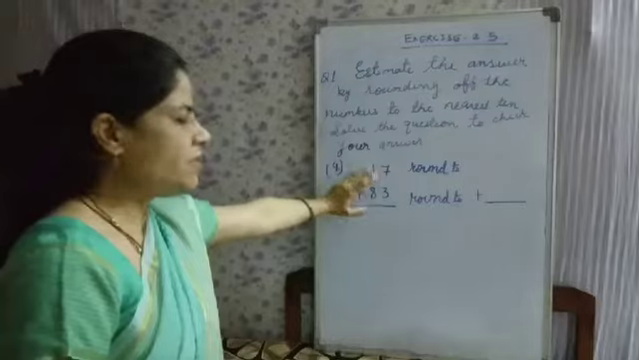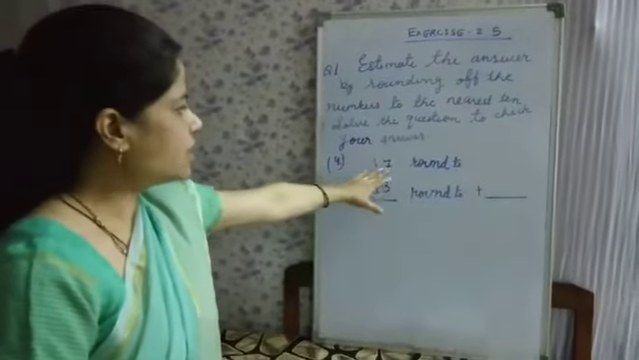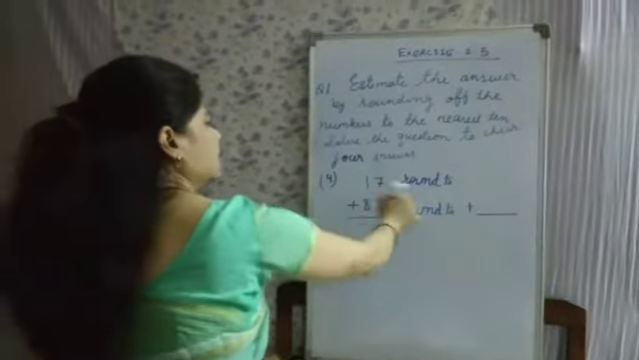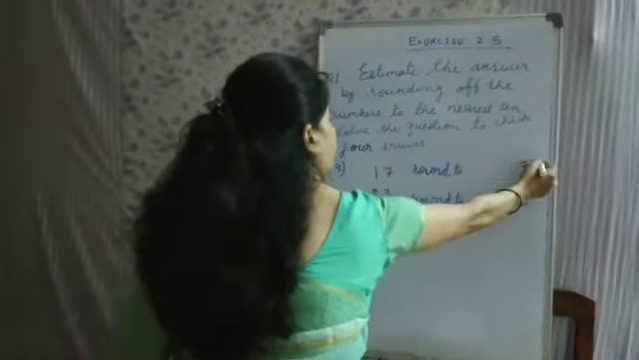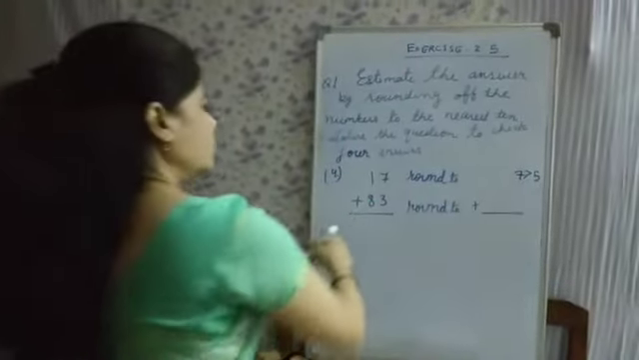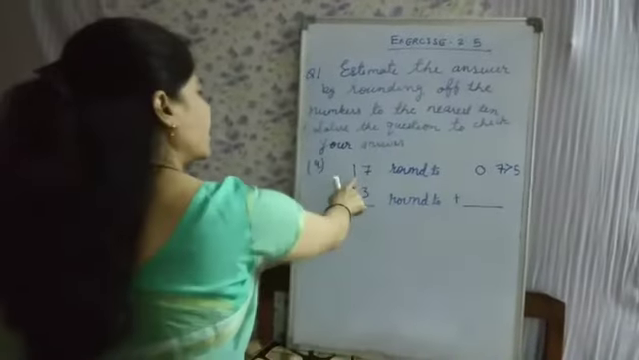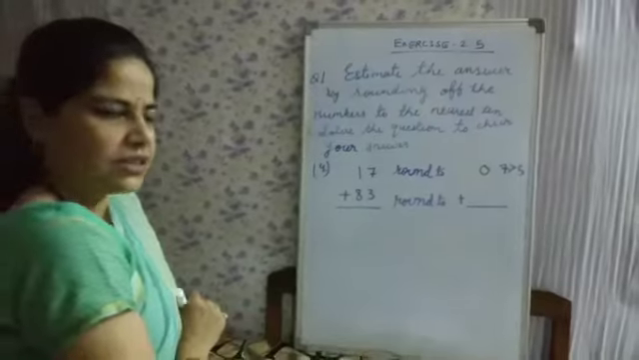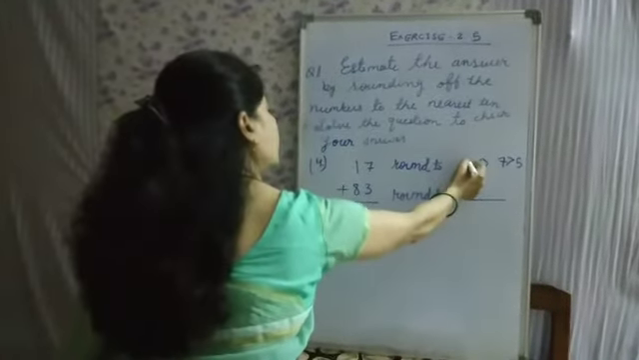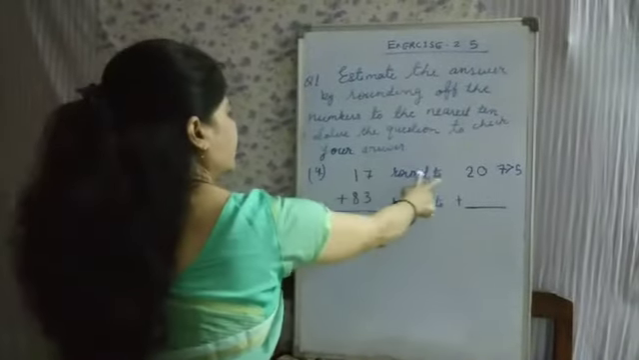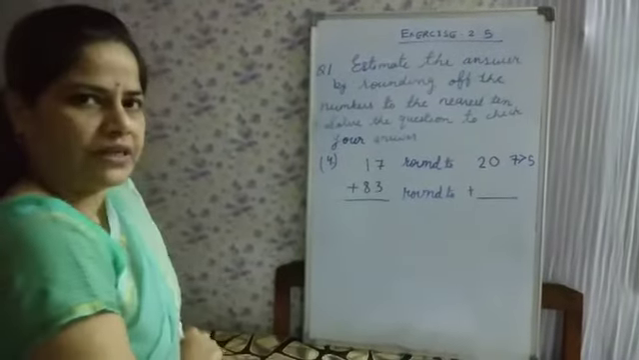So first number is 17. So see the digit of ones place. Here ones place digit is 7. 7 is greater than 5. So write 0 at the place of 7 and write the next digit of 1, which is 2. So when you round off 17 to the nearest 10, you will get 20.